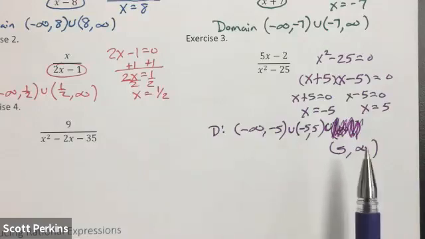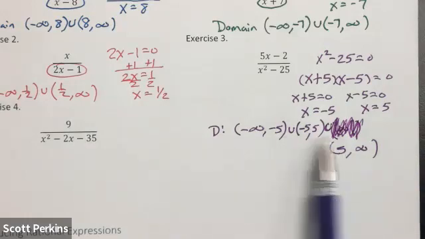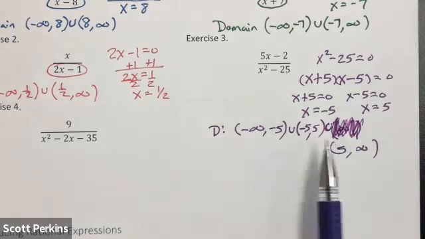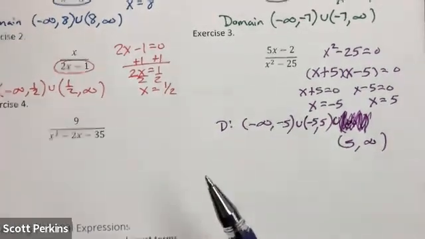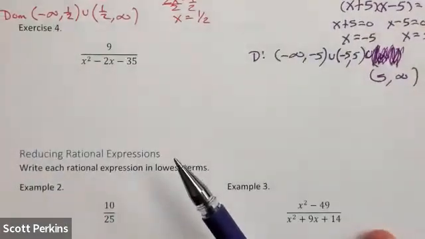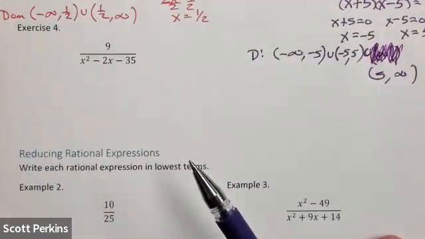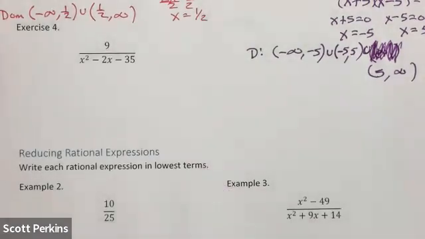So I understand that that's new stuff right there. You've probably never written something in interval notation like that. So that's why we're going to do one more of these just to make sure we reinforce that. So exercise 4 is another one with a quadratic in the denominator. So you're going to have to factor that to figure out what values you're not going to use, and then write it in interval notation.